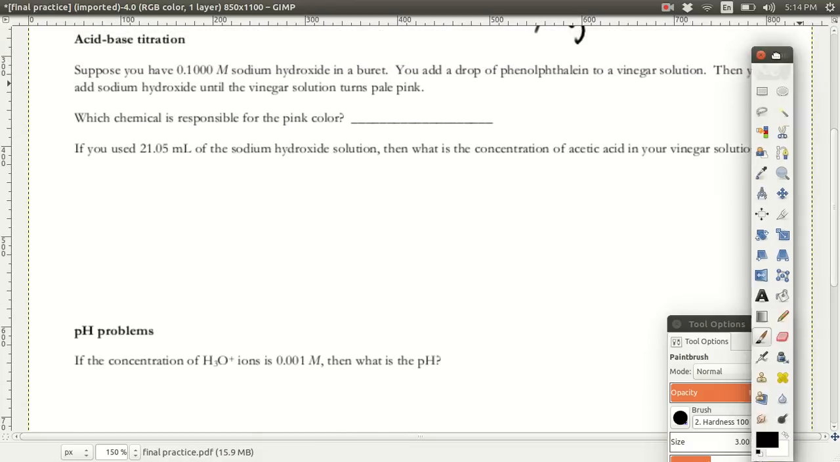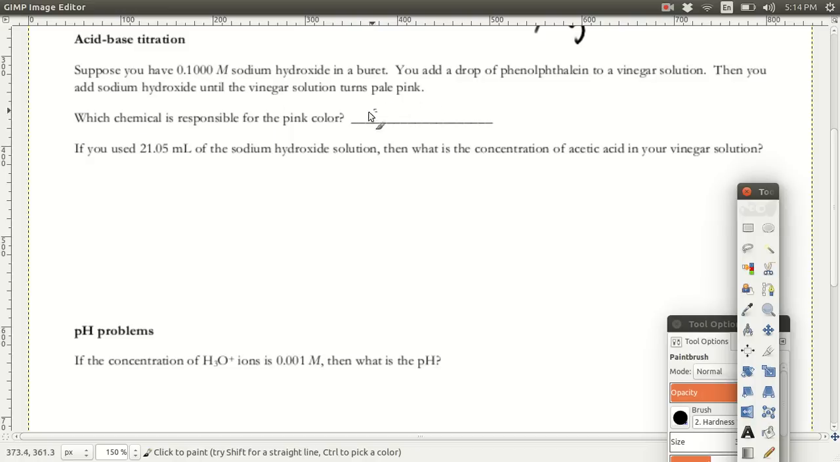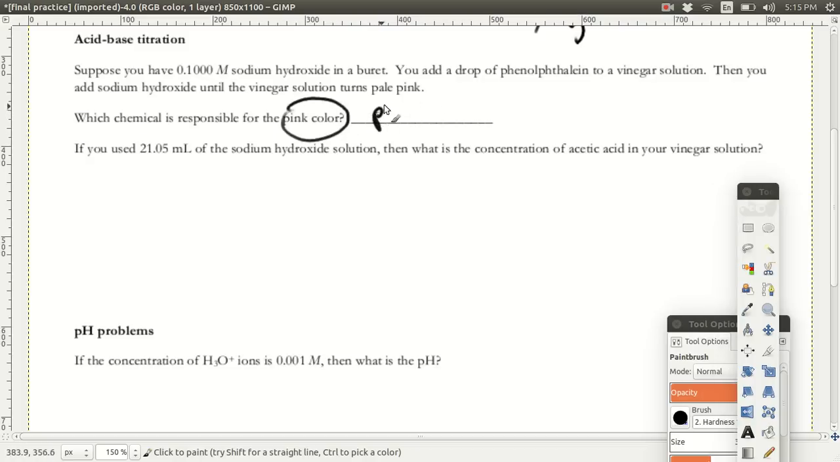Okay, this is a titration. The pink color comes from phenolphthalein. It's right here, phenolphthalein. You would know that if you read this problem and you see that, then you would know that this is responsible for the pink, because you know from your everyday life, and if you were in the lab that day, you know from the lab that the vinegar doesn't change color. You have to put something in it to make it change color.